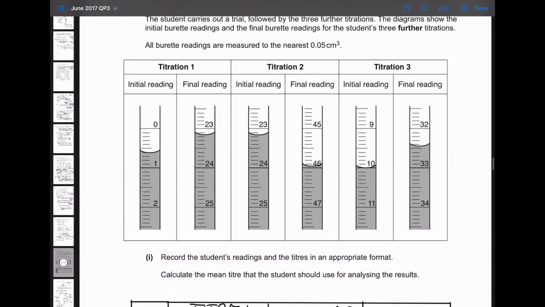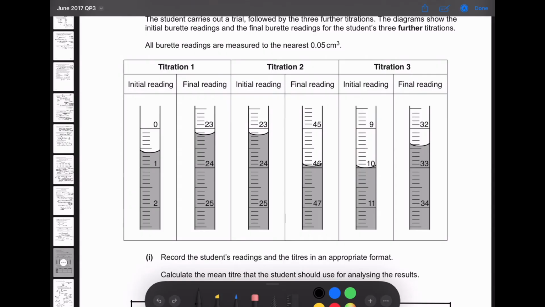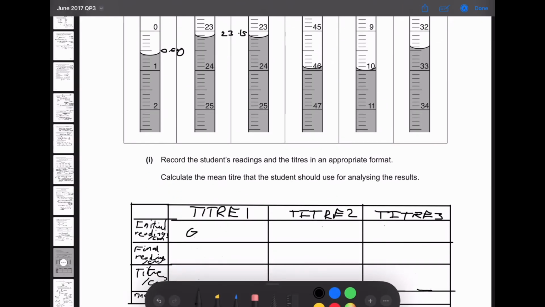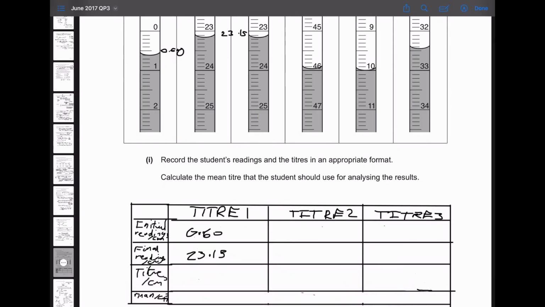So what is our initial reading for titration 1? Well, that's 0.60, and you have to do 2 decimal places because that's the lowest resolution. And the final reading is all the way to 23.15. So let's write that in. 0.60. Make sure you keep your decimal places consistent. 0.60, 23.15. There you go.